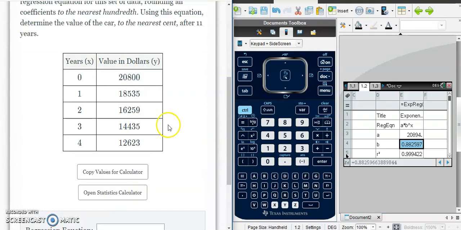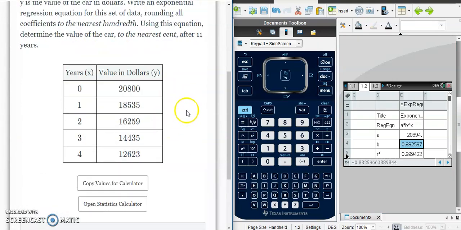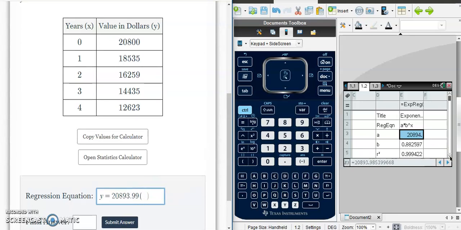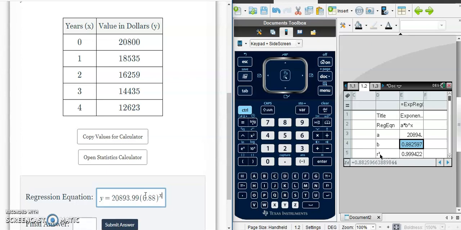And then we could go ahead and enter this in. I think our rounding was to the nearest hundredth. All right, so we'll go ahead and enter this in. Y equals, and let me click on here to the nearest hundredth. Looks like this would be tenth, hundredth, so thousandth. So that's going to make that a 99. So 2893.99. And then in parentheses, click on this. And let's see, tenth, hundredth, so 0.88 it looks like, 0.88. And then that will be raised to the x.